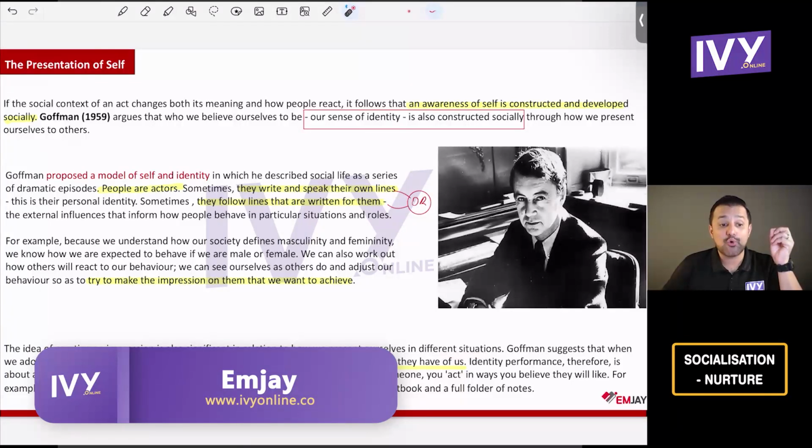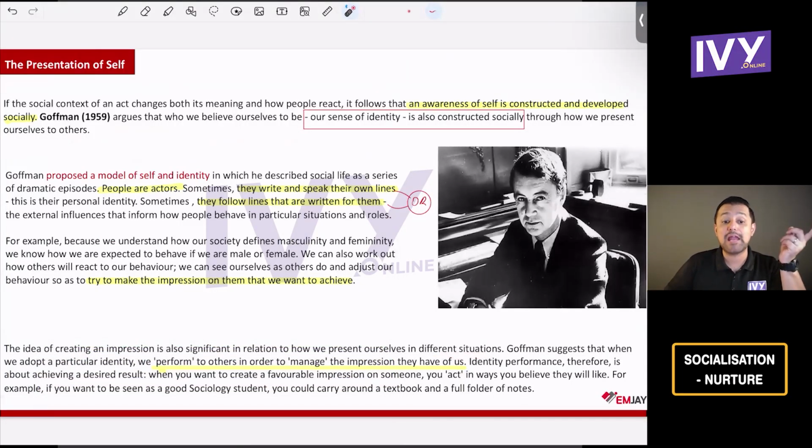Goffman suggests that when we adopt a particular identity, we perform to others in order to manage the impression they have of us, right? If you have successfully left the desired impression on others, you would keep on managing it, you'd keep acting in a manner that ensures that particular impression continues to be on them, right? Identity performance therefore is about achieving a desired result.